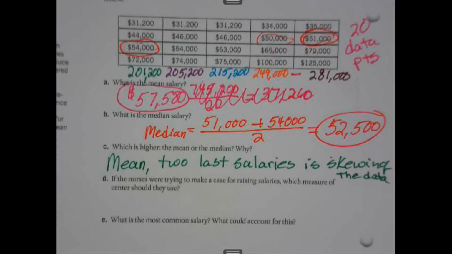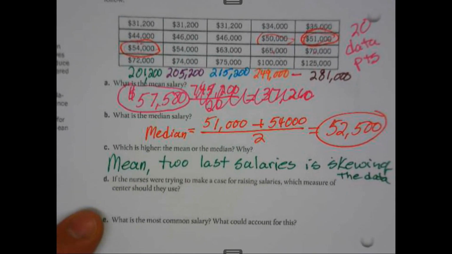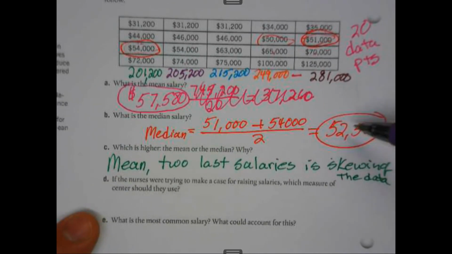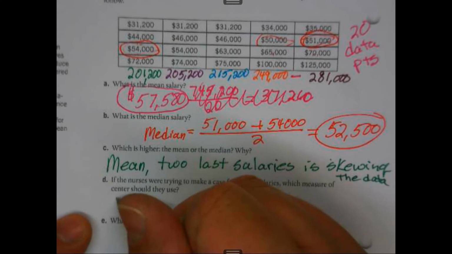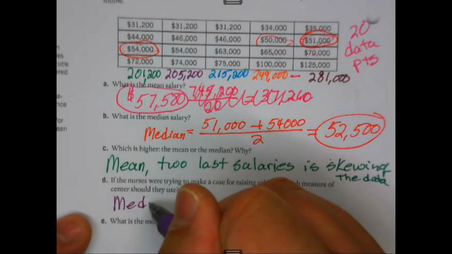D, if nurses were trying to make a case for raising salaries, which measure should they use? Obviously, the median, because it's lower. They want more money.